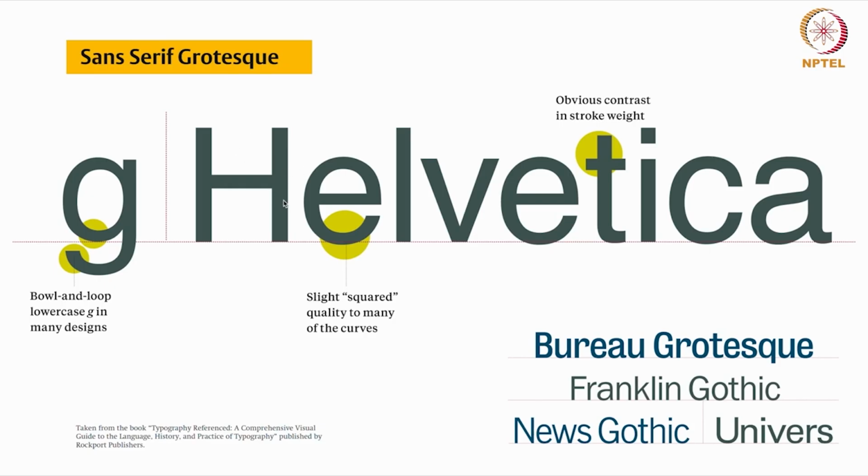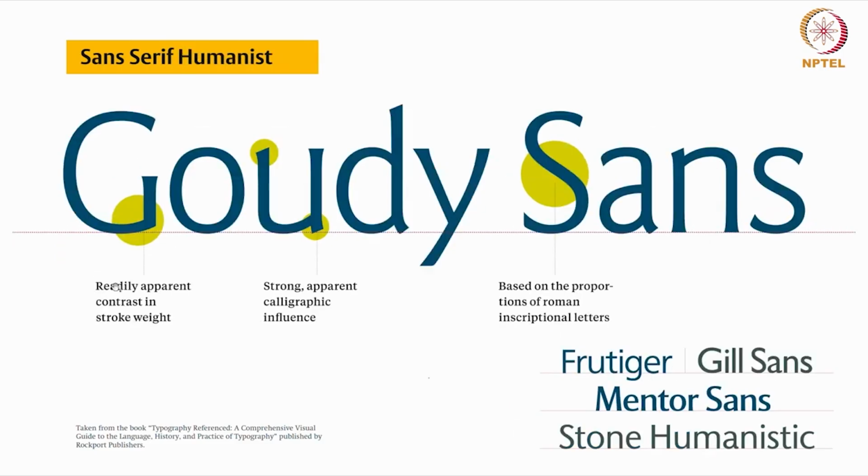Neo-grotesque sans serifs are widely used for their clarity and simplicity, especially in corporate design. Examples include Helvetica and Universe. Right? So you will remember. Here in the neo-grotesque, there is hardly any difference in terms of strokes, so the obvious contrast in the stroke weight is negligible.